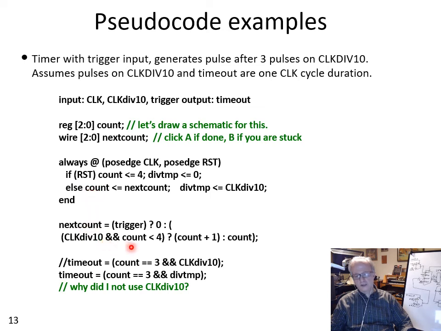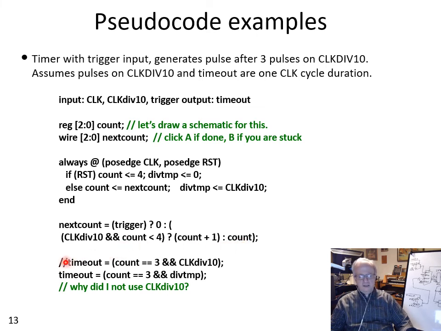Once the count reaches a value of 4, it's not going to matter if clock div 10 is asserted, because this expression will be false and the next count will be count. So it will just hold at a count of 4 until the next time. Well, in this design, it's never going to see another trigger, but maybe in some other design, it would be waiting for another trigger pulse.